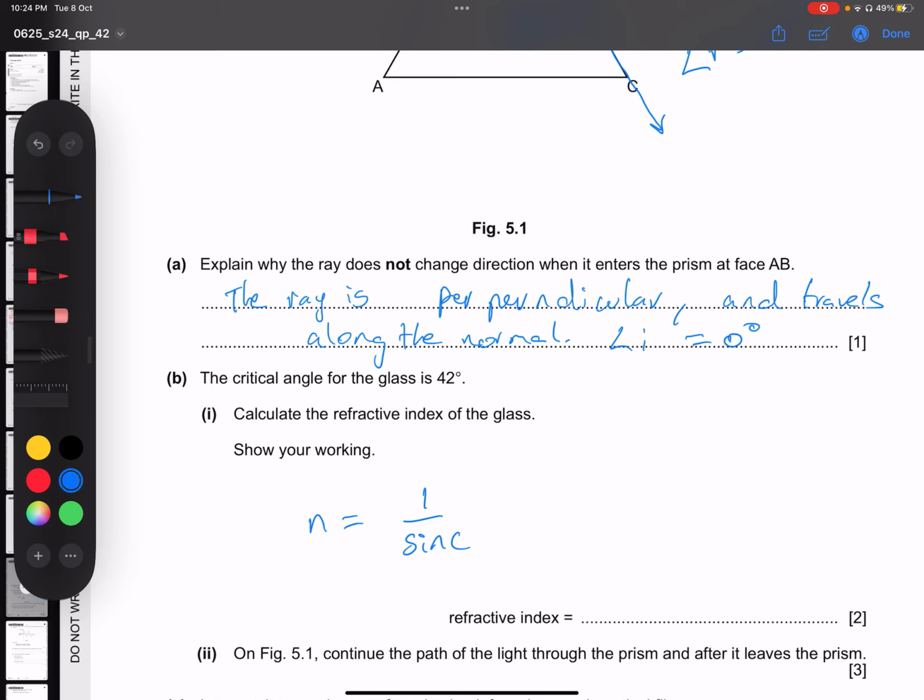Okay. And n is equal to 1 by sin C now. So we know critical angle is 42 degrees. So n is equal to 1 by sin 42, which is just equal to 1.5. Since refractive index is just a ratio between the speeds in the denser medium and the rarer medium, there is no unit since it's just a ratio.